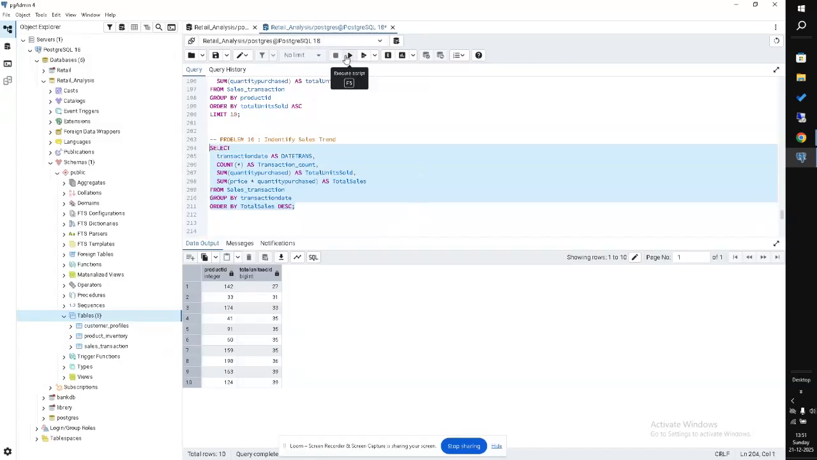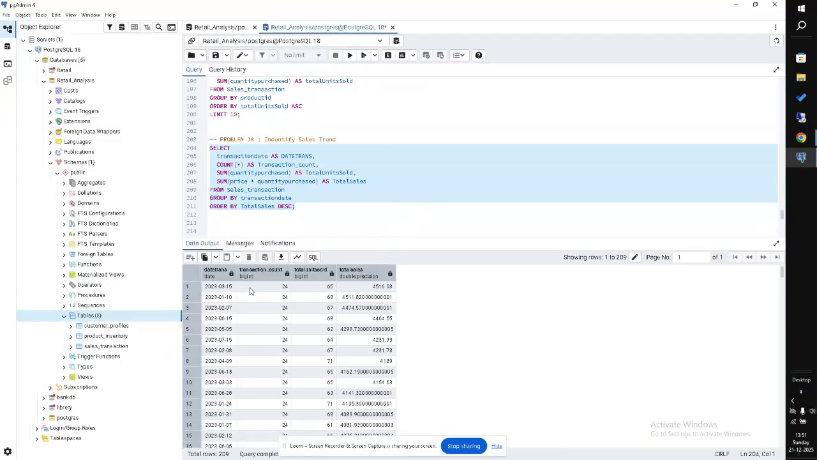Okay, let's see. So on that date, 15th of March 2023, the transaction count is 24, total units sold is 65, and total sales for that day is 4516.08.